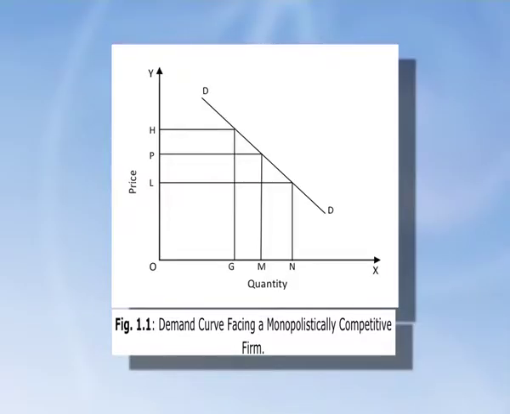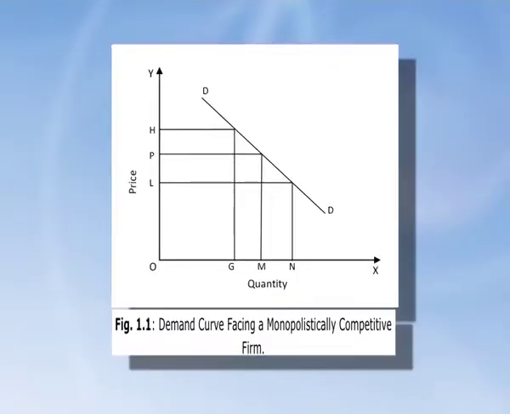Now consider figure 1.1. DD is a demand curve facing an individual firm under monopolistic competition. At price OP, the quantity demanded is OM. Therefore, the firm would be able to sell quantity OM at price OP. If it wants to sell a greater quantity ON, then it will have to lower the price to OL. If it restricts its quantity to OG, price will rise to OH. Thus, every quantity change by it entails a change in the price at which the product can be sold. The problem faced by a firm working under monopolistic competition is to choose the price-quantity combination which is optimum for it, that is, which yields its maximum possible profits.